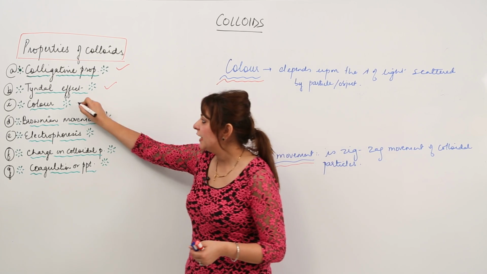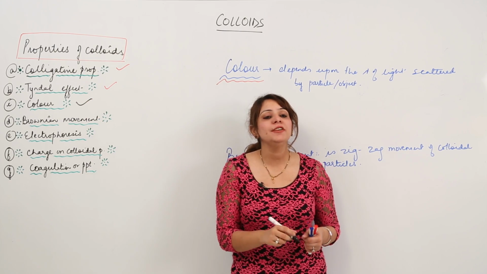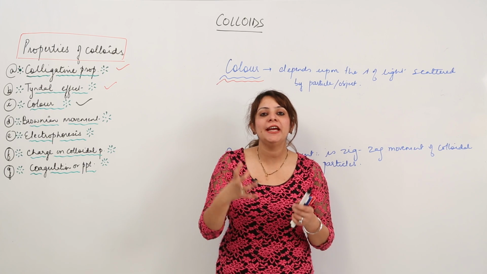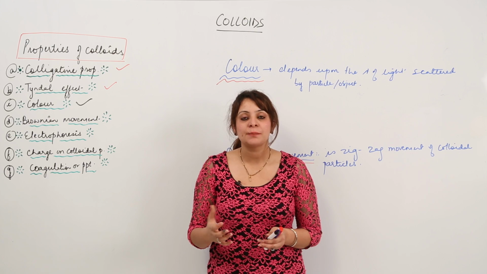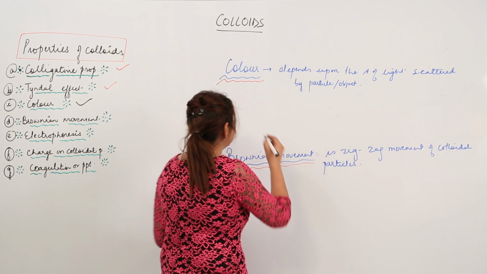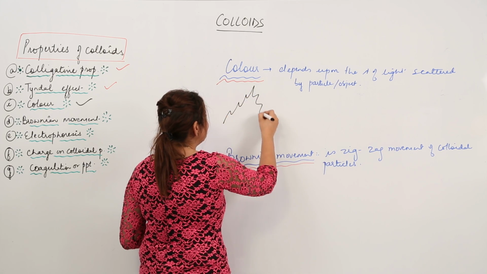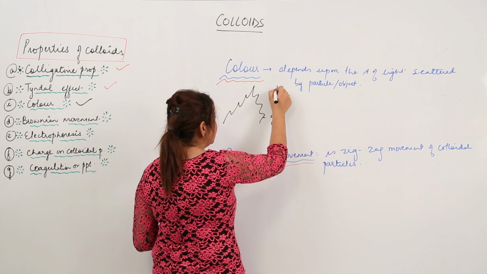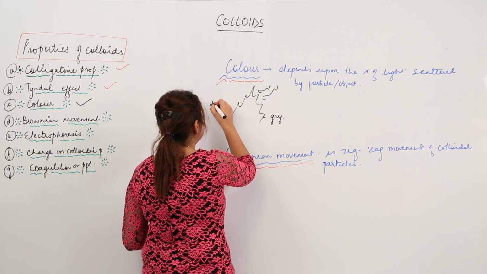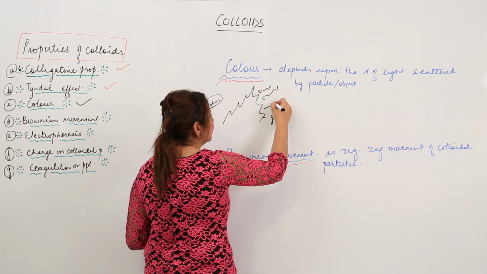Now the third property is color. When we talk about the color of any object, it just depends upon the wavelength of light that it scatters. Suppose this is a mountain, and I say the mountain appears to be grey. You know why it appears to be grey? What happens when the light falls on it, it absorbs all colors but reflects a few colors.